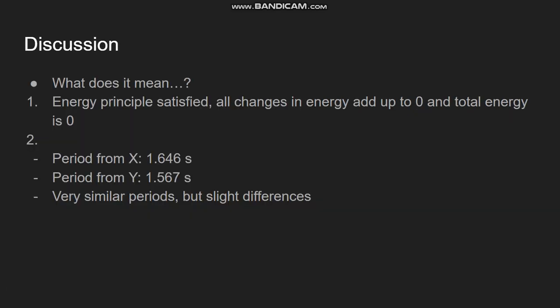The period calculated from the x measurements was 1.646 seconds, while the period from the y measurements was 1.567 seconds. These values are very similar. However, since they slightly differ, these cannot be used interchangeably and one must be chosen over the other.